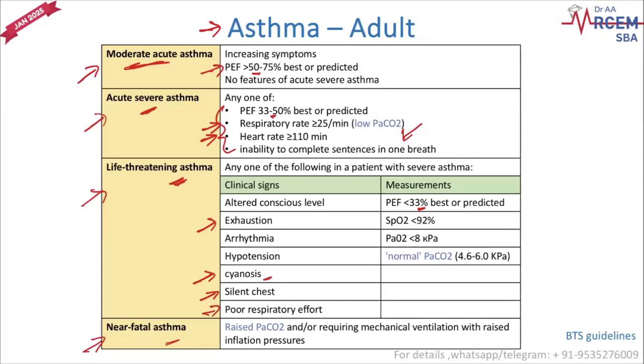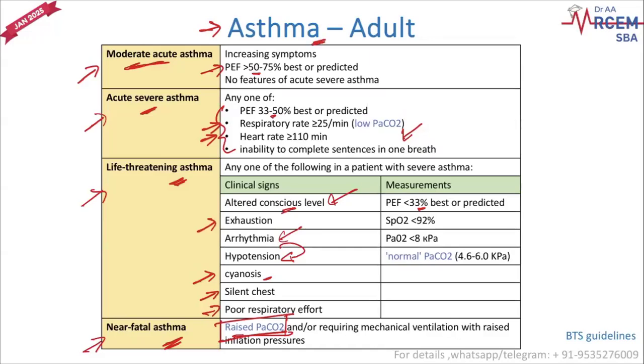Along with it, the cardiovascular system also gets affected because of the hypoxia. Hypoxia-induced arrhythmias this patient can have might result in hypotension. Carbon dioxide retention can result, but most of the time it is hypoxic brain injury or hypoxic encephalopathy leading to an altered conscious level. Near-fatal asthma: the main important thing you need to remember is raised PaCO2 levels.